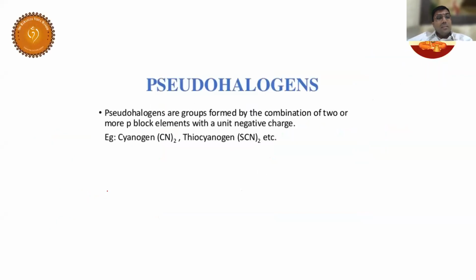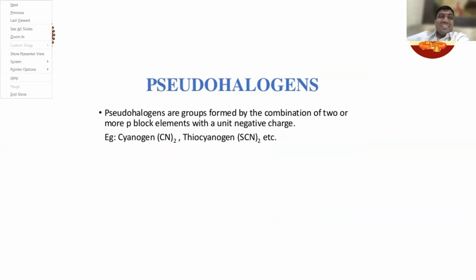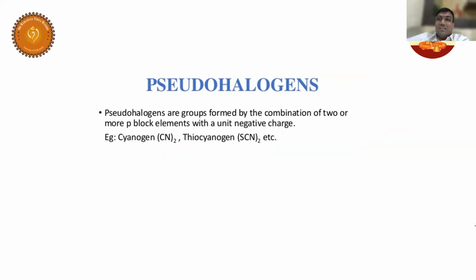Now similarly, pseudo halogens. Pseudo means false. It looks like a halogen, but it's not a halogen. That is the meaning of pseudo halogen compounds, right? Students, have a look here. I've given an example: (CN)2 looks like Cl2, right? (SCN)2 looks like Br2 or so. So they are called pseudo halogens, right?